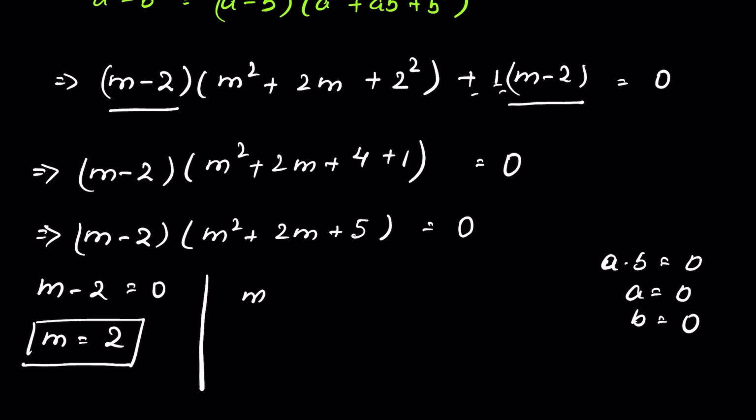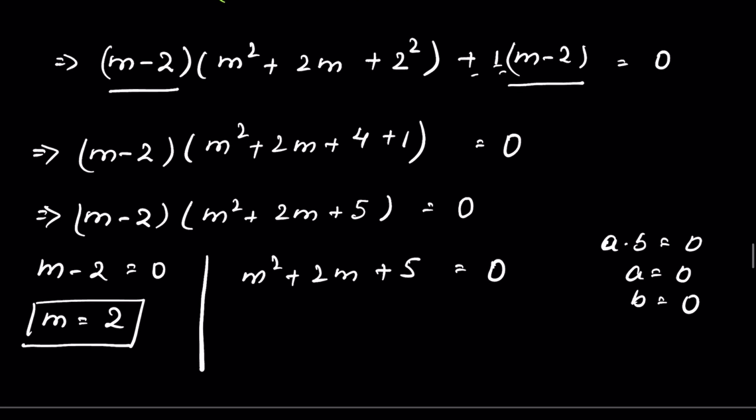When m square plus 2m plus 5 equal to 0, now this is a quadratic equation, and we can find the solution for m here using the quadratic formula. Before that, let's check whether it has a real solution or not. If b square minus 4ac is greater than or equal to 0, that means we have a real solution, else we do not have a real solution.